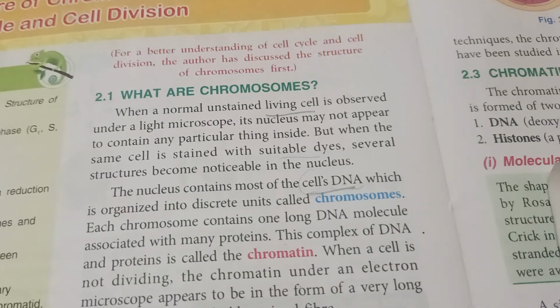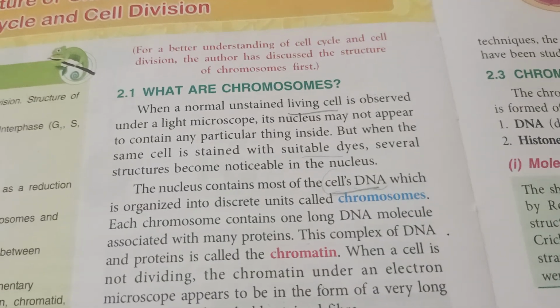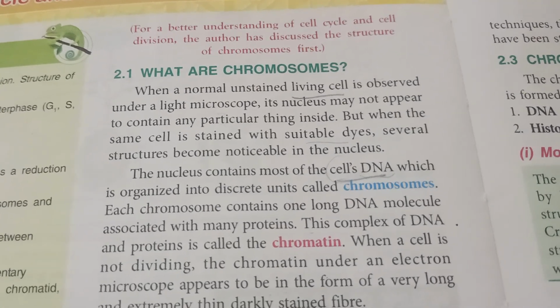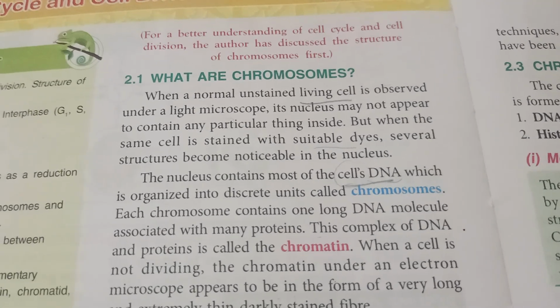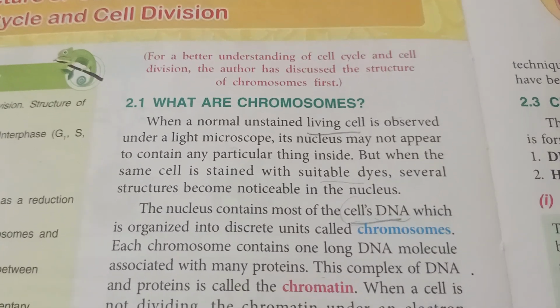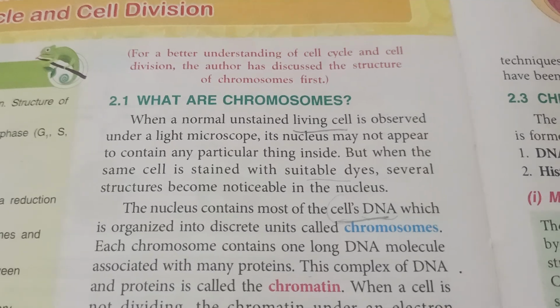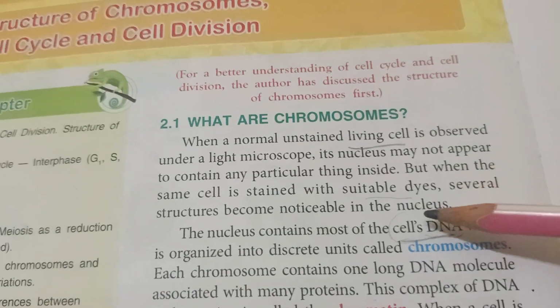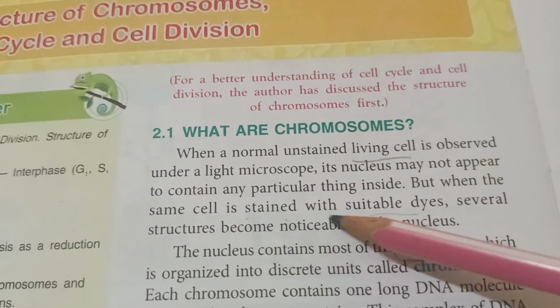What are chromosomes? Today we are going to discuss what chromosomes are. Any living cell, whether it is a plant cell or an animal cell, when observed under a light microscope, its nucleus is not evidently clear. The things inside the nucleus are not clear. So what we do is stain that cell with a suitable dye.